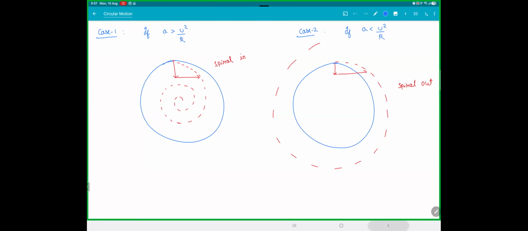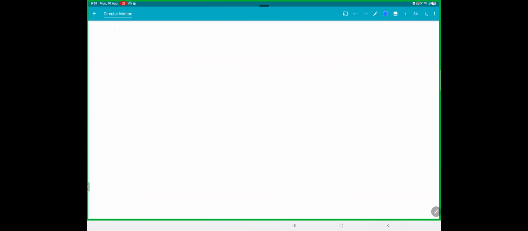So the answer for that question, right? The sun attracts the earth. If sun attracts the earth, why doesn't it fall into the sun?